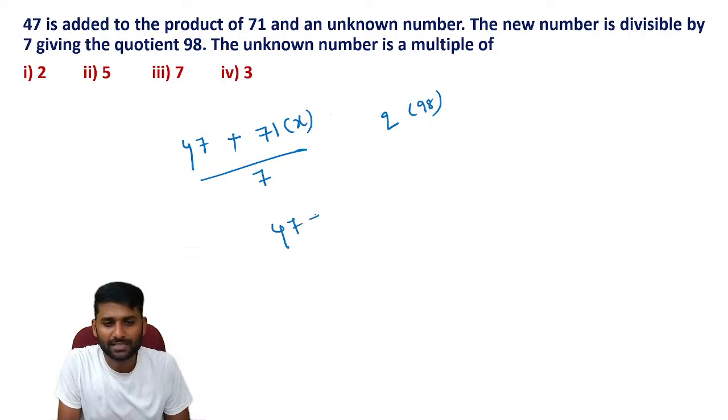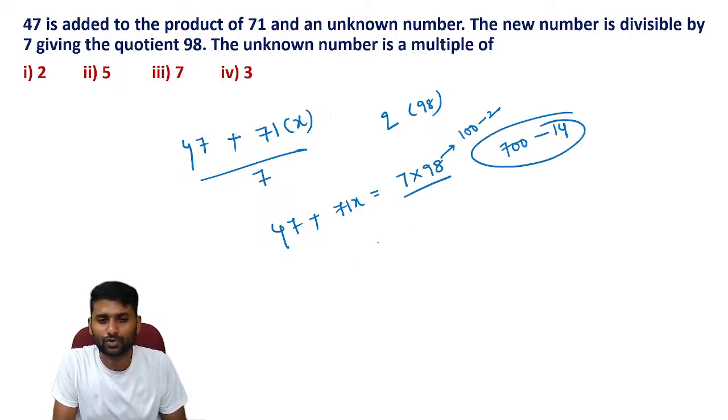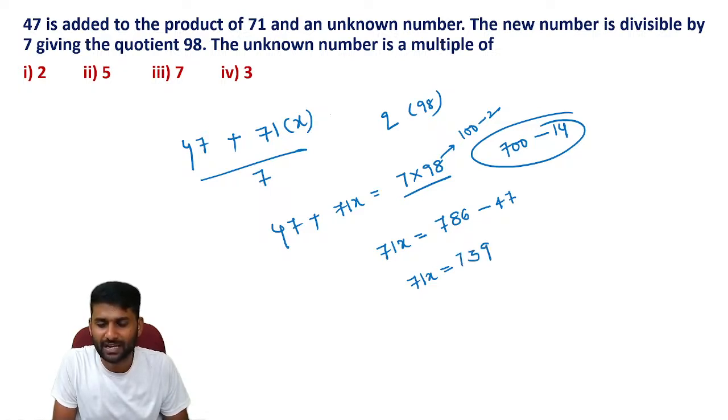It means 47 plus 71x is equal to 7 multiplied by 98. For the calculation, let's take 98 as 100 minus 2, so 700 minus 14. If we go through the difference, 71x is equal to 686, and you have to subtract 47 for the calculation. 71x is equal to 16 minus 7, 9 units; 7 minus 4, 3 units; and here 6, 39 units.